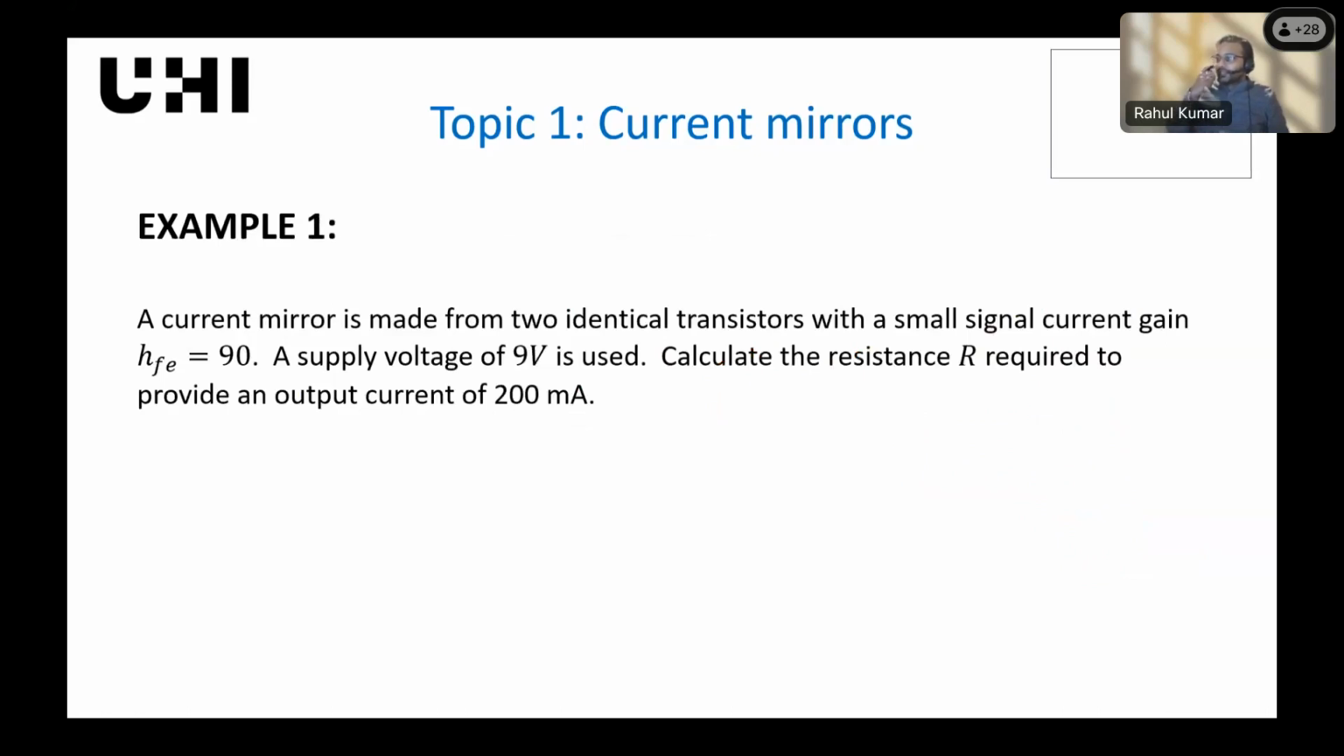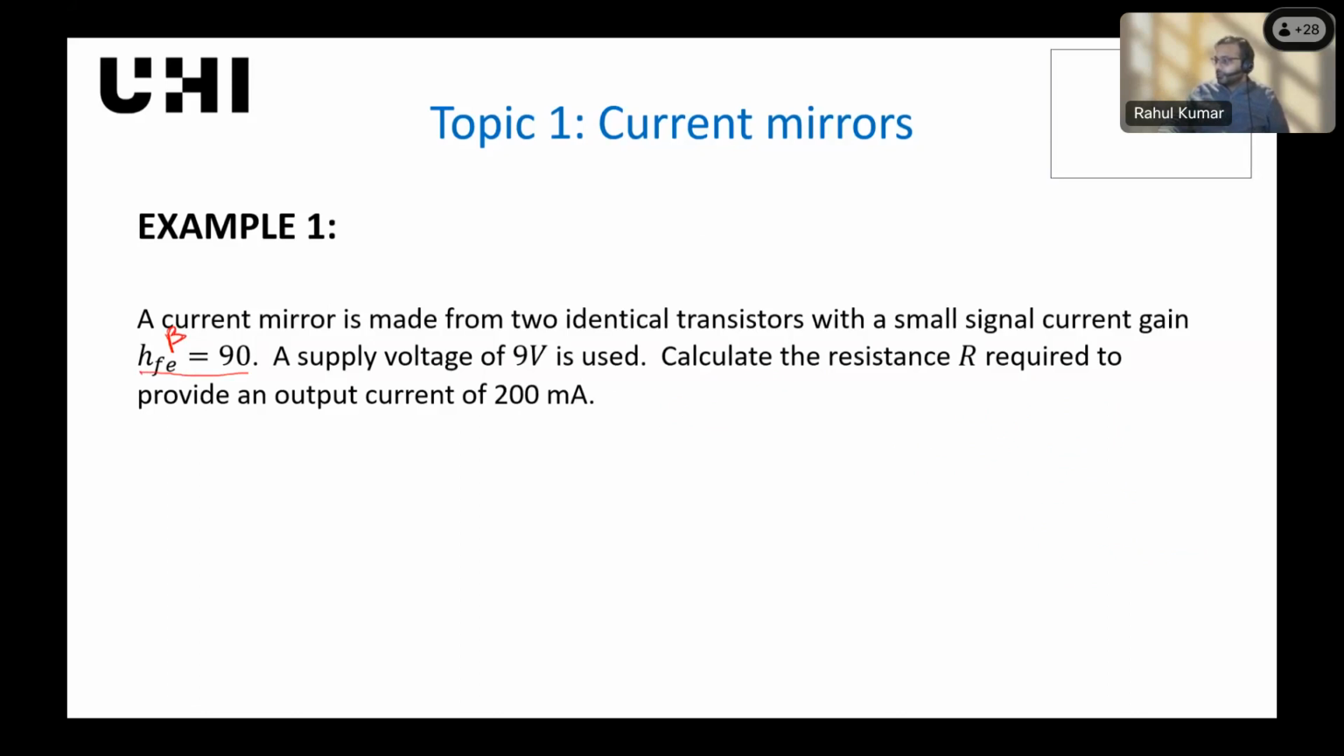Now here is an example on current mirror. A similar kind of question can be asked in your exams. So we are given the current gain hFE or beta. It is given as 90. It's the same for both the transistors in the current mirror circuit.